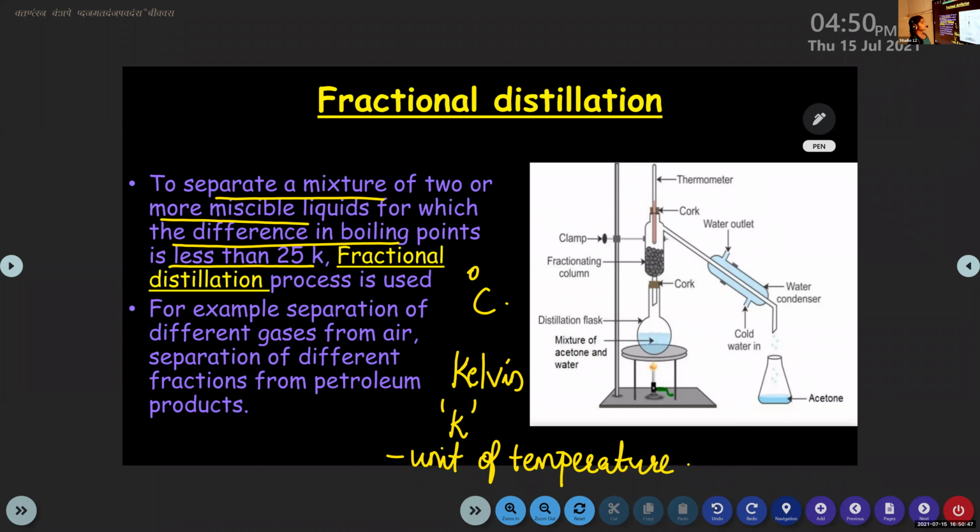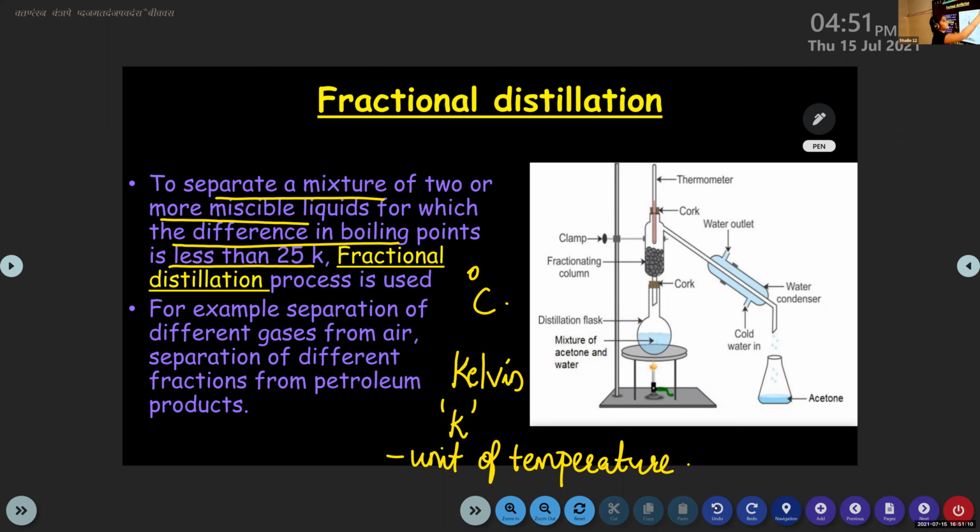To separate a mixture of two or more miscible liquids. Miscible means the liquids that mix together. So to separate a mixture of two or more miscible liquids for which the difference in boiling point is less than 25 Kelvin, the fractional distillation process is used instead of distillation.